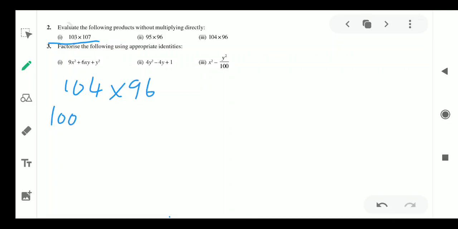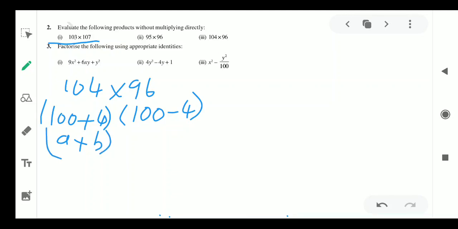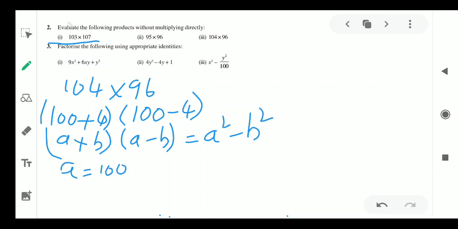104, how can you write it? 100 plus 4, into 96, which is 100 minus 4. Now this is in the form of (a plus b) into (a minus b). The formula is a square minus b square. Here a is equal to 100 and b is equal to 4. You have to substitute the a value and b value here: 100 square minus 4 square will come, and you have to calculate the answer.